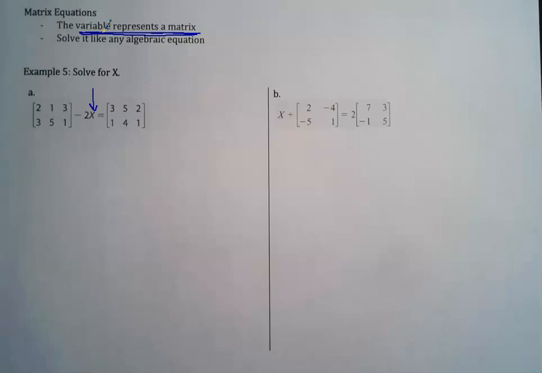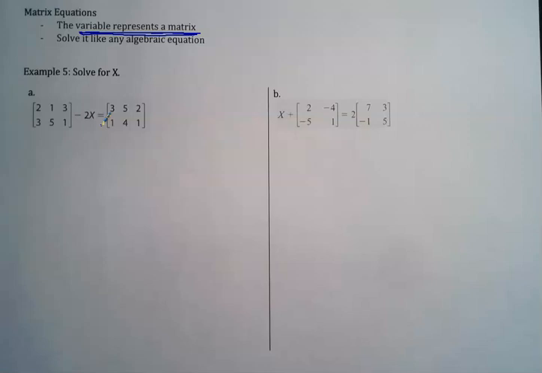All right, so let's dive in. We want to solve for x in both of these. So if we have this equation, how would we move this matrix? If this was just a number, how would we move this number to this side of our equal sign?